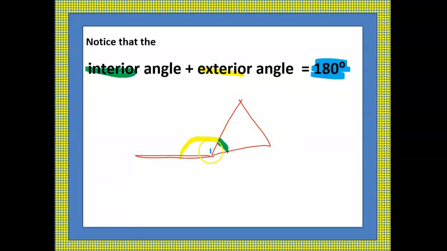So real quickly, let's do just a kind of a quick stop and review. If you add up all three of the inside angles, it equals 180. But if you also take one of these interior angles and add it to the exterior angle that's right beside it, they will also equal 180 degrees. That magic number shows up over and over again with our triangles.